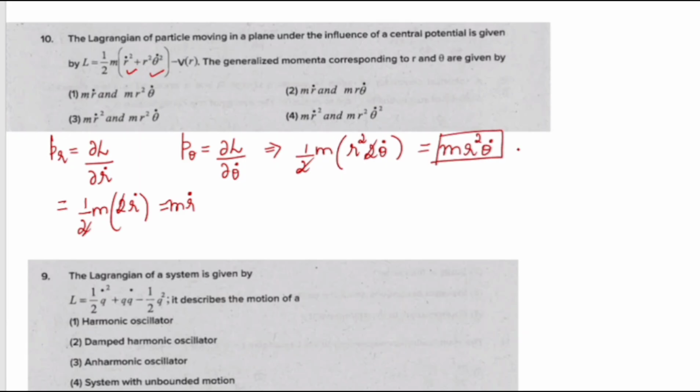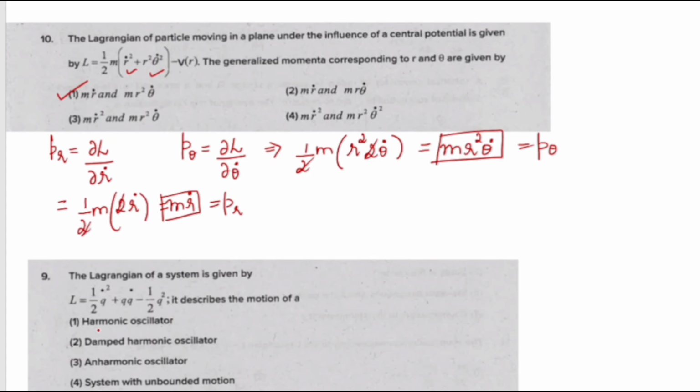This is the final solution for p theta, and m r dot is the final solution for momentum along the coordinate r. So m r dot and m r square theta dot, my first option is the right option. Okay, let us go for the next question. The Lagrangian of the system is given, and we need to find the motion of the system.